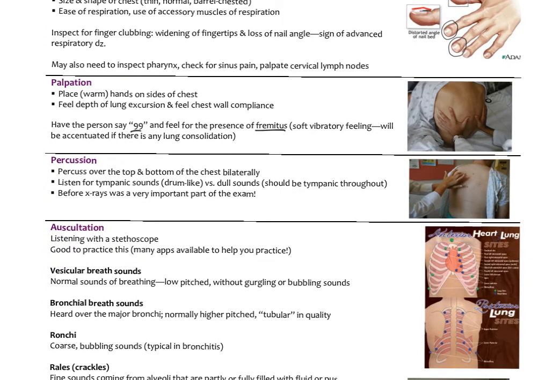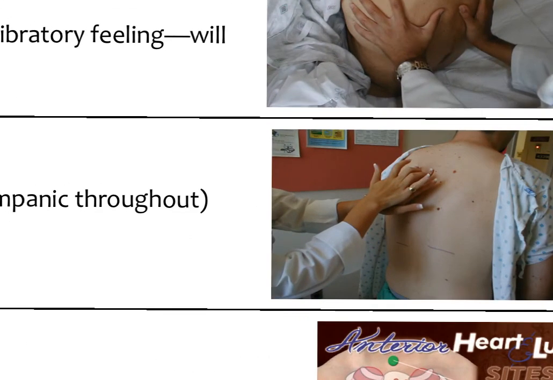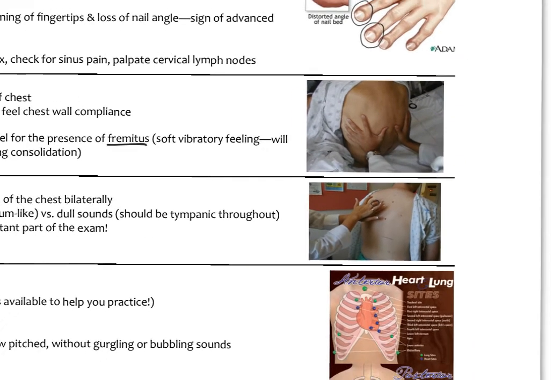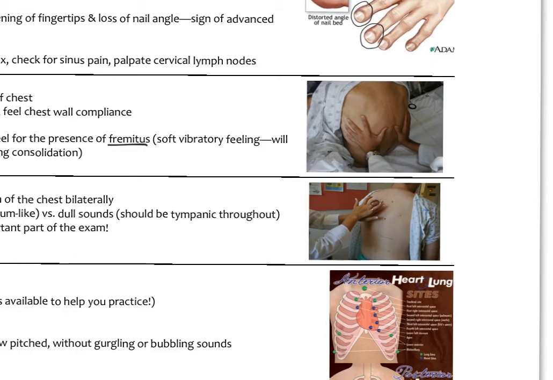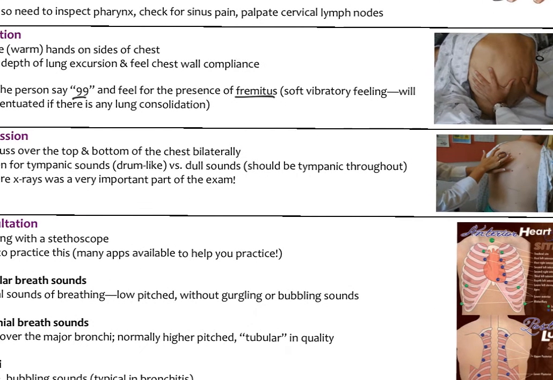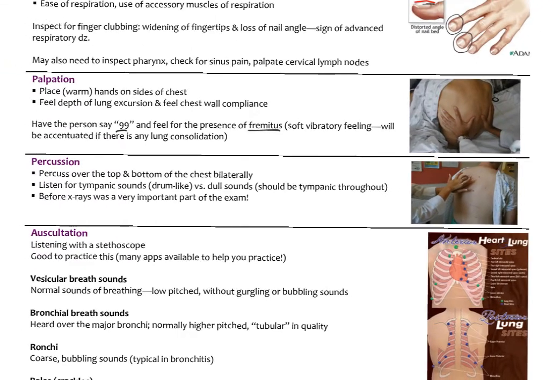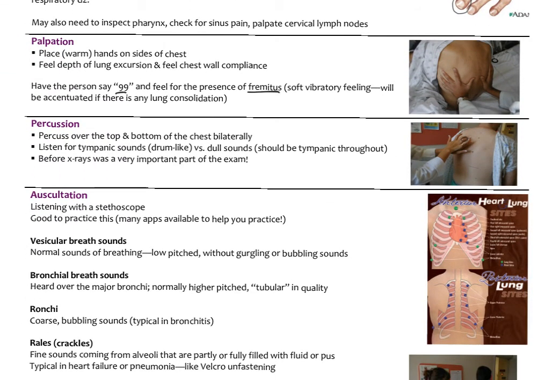The next step is to percuss, and that is using your hands, you put one finger against the skin, and then you tap on it with your other finger. You go over the different quadrants of the lung, and you should hear a nice tympanic sound all throughout, kind of drum-like. If it sounds dull, that usually means that there's consolidation there. So dullness on percussion would indicate consolidation in that lung tissue.